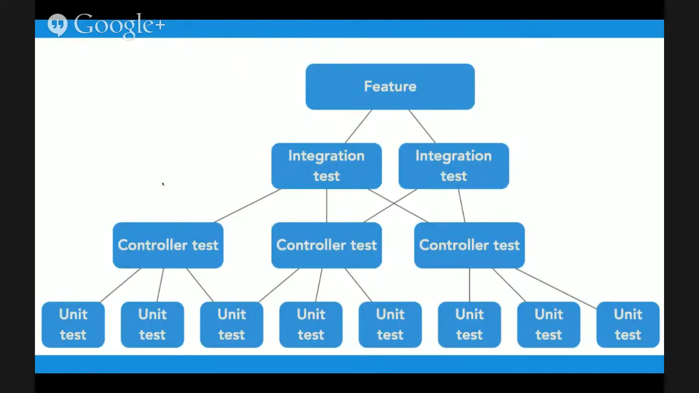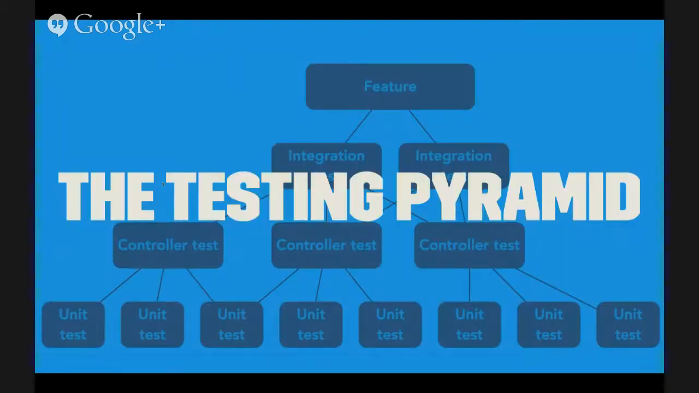So this is what they call the testing pyramid. I mean, it looks kind of like a pyramid. The idea of the testing pyramid is that you should have a small amount of integration or feature tests or acceptance tests, a larger amount of service layer tests, which is kind of what Rails controller tests can be depending on what your controllers are like, and a large amount of unit tests.